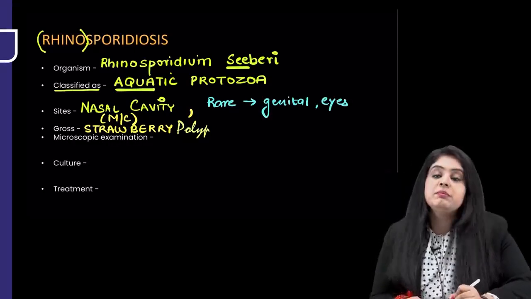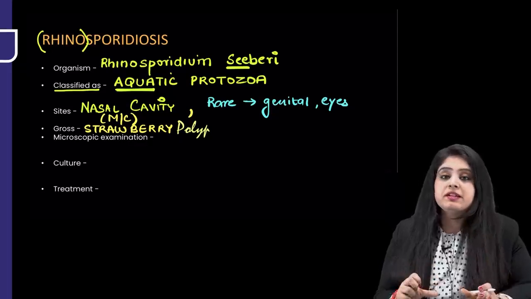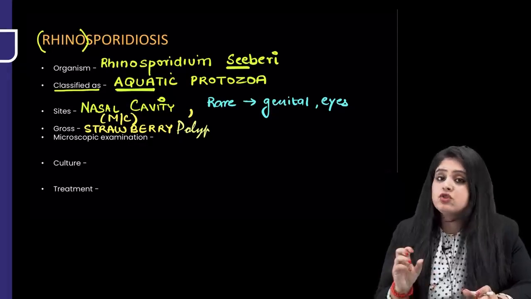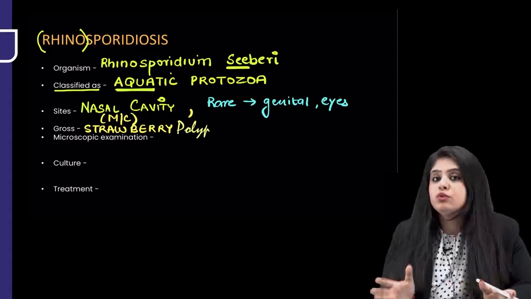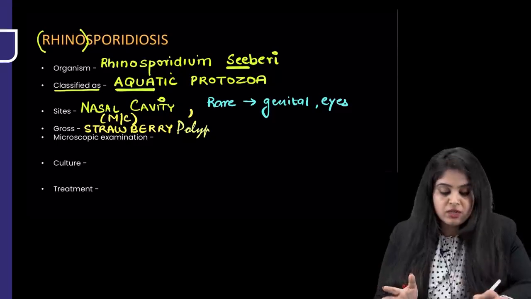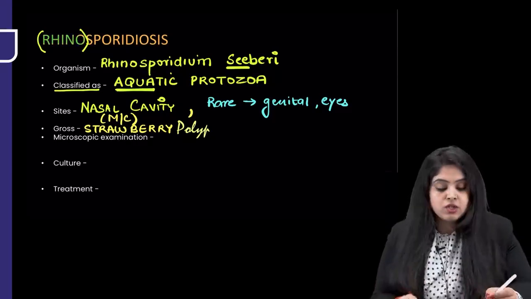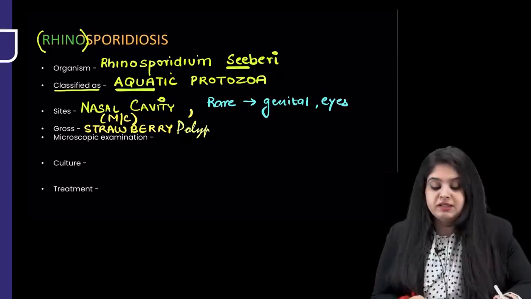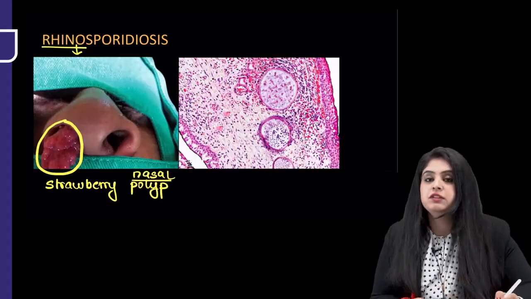So please don't be misled if ever you see something like a genital or an eye history, but the picture is very classical. Don't feel it's not the nose, so it can't be rhino. Rhino can occur elsewhere also, right? Talking about the next, that is microscopic examination. Again, something that you can see over here.